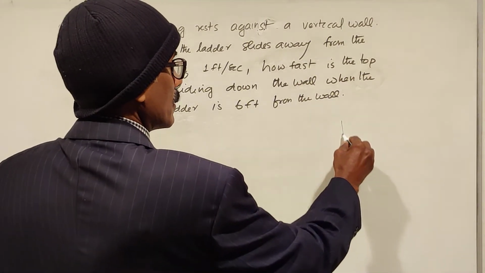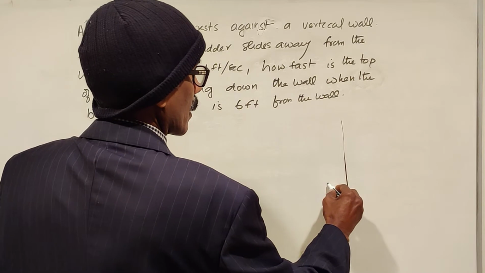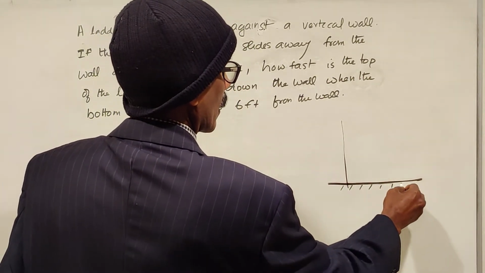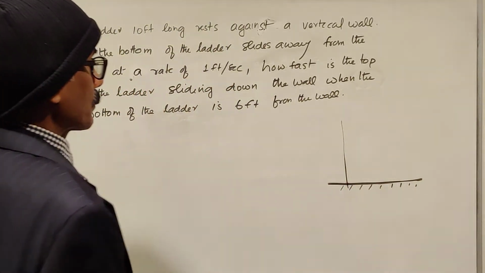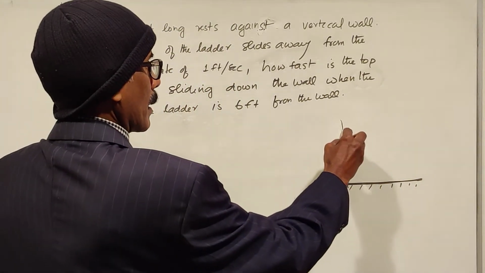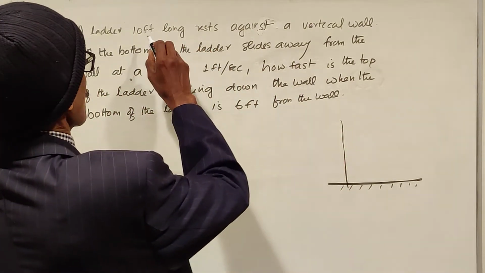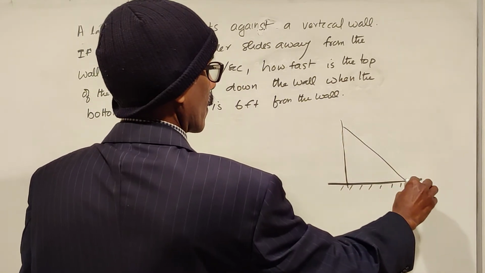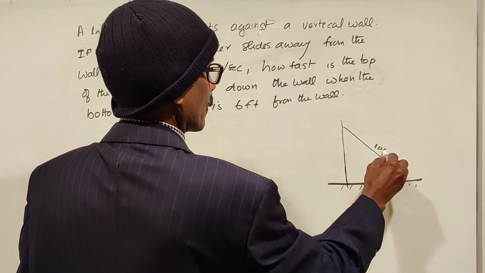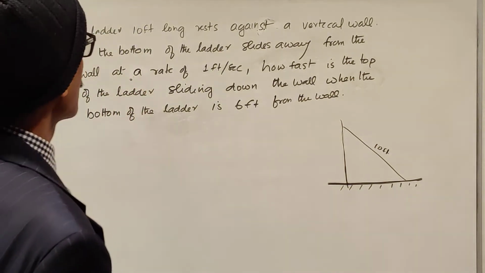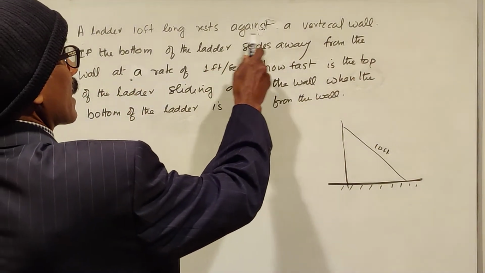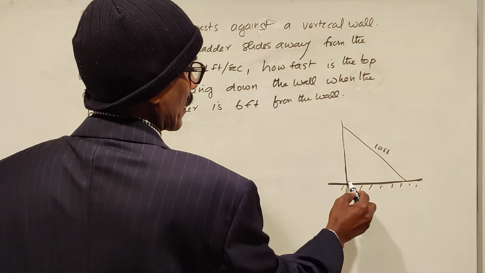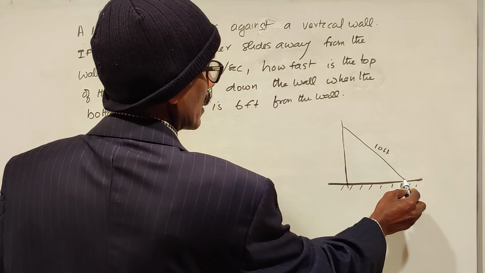Okay, this one is the wall, and this is the ground. This is the wall, and a 10 feet long ladder. 10 feet, okay, long ladder is rest against a vertical wall. If the bottom of the ladder slides away, the distance from here to here is variable.